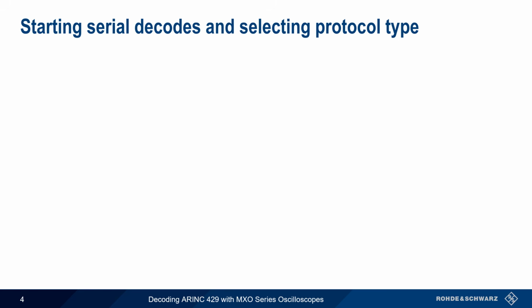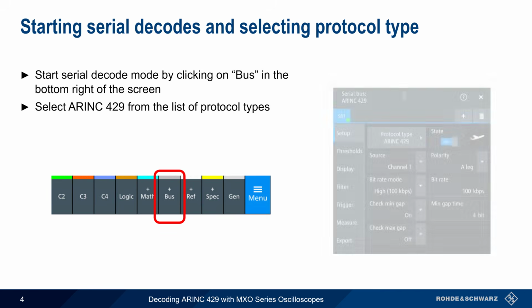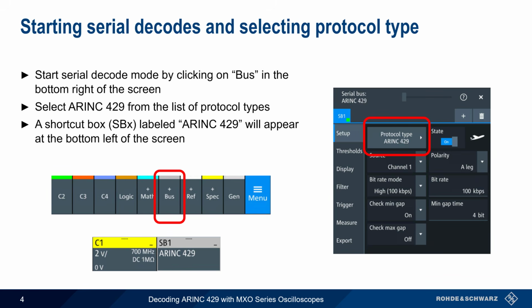The first step in decoding ARINC 429 data with the MXO is to select Bus from the list of items in the bottom right corner of the screen. Then select ARINC 429 from the list of available protocol types. This will also create a small box labeled ARINC 429 in the signal bar near the bottom left corner of the screen. This box can be used as a shortcut for configuring ARINC 429 parameters.